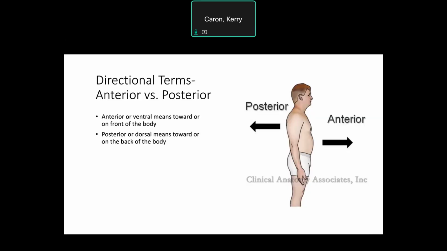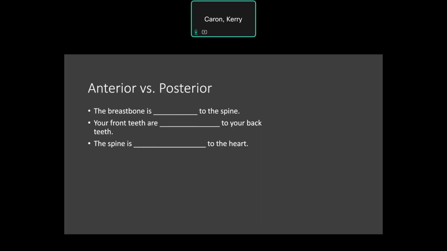Okay. Then you have anterior and posterior. So anterior or ventral mean the same thing, towards the front of the body. Posterior or dorsal, think dorsal fin on a shark, means toward the back of the body. So where a dorsal fin would be is posterior. I'll pause a second and let you do this.